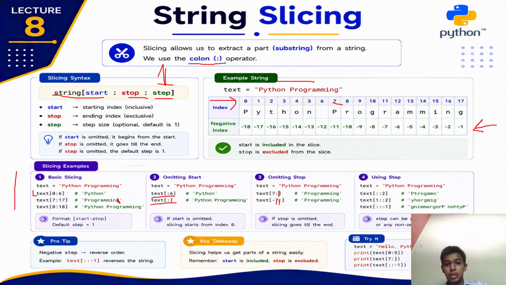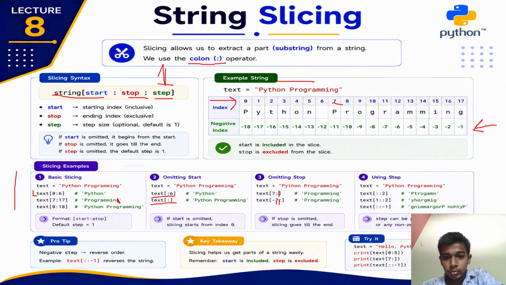Minus 11, it will also return programming because it starts from the negative index and continues to the end. Now the fourth one is using a step. Now let's understand the step parameter.